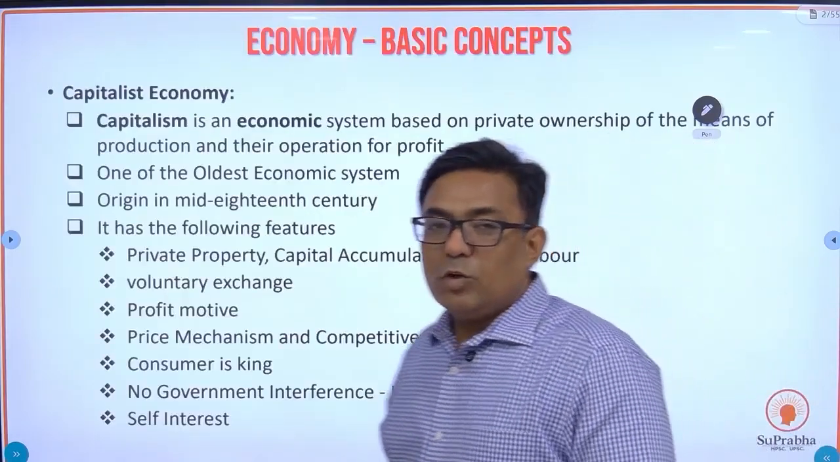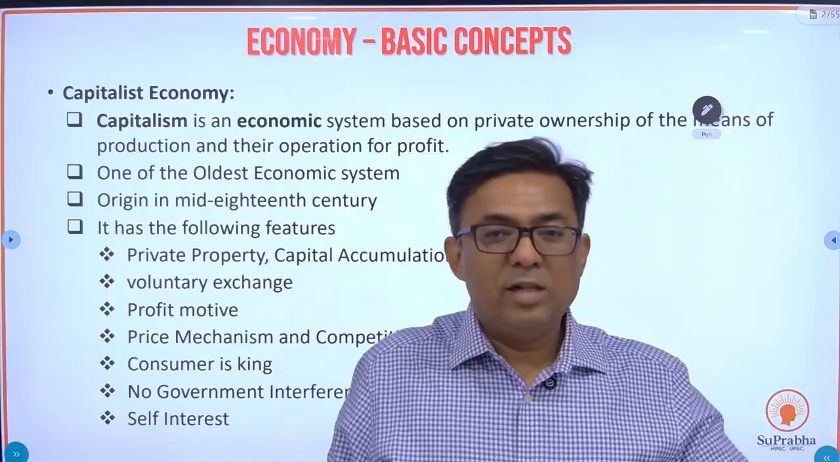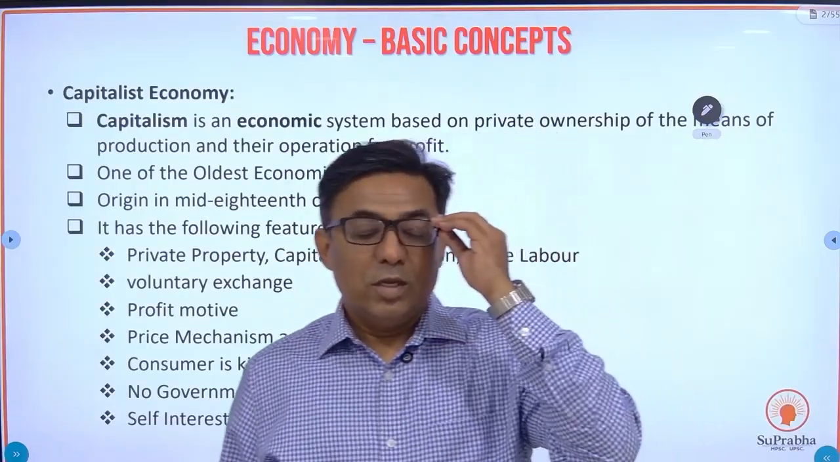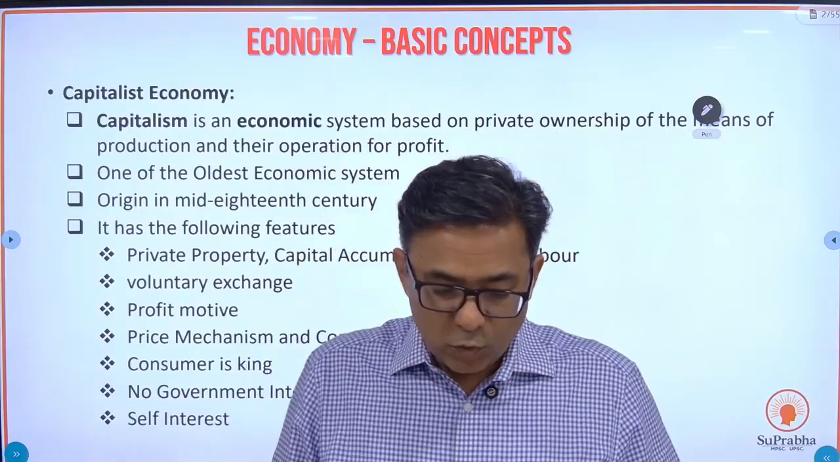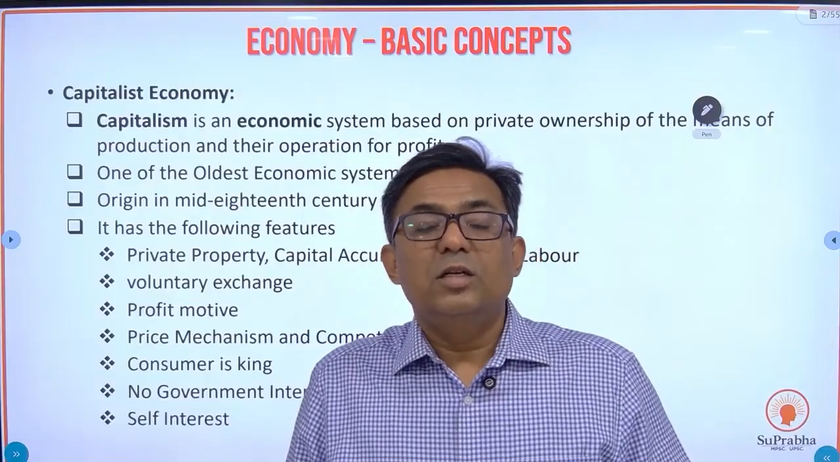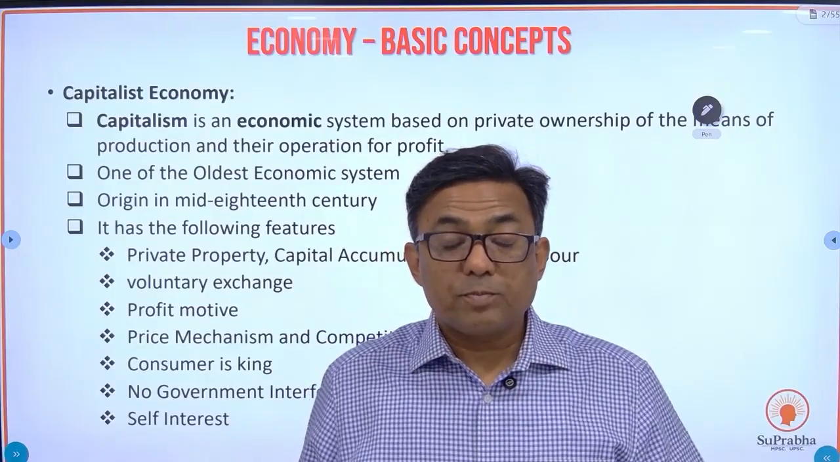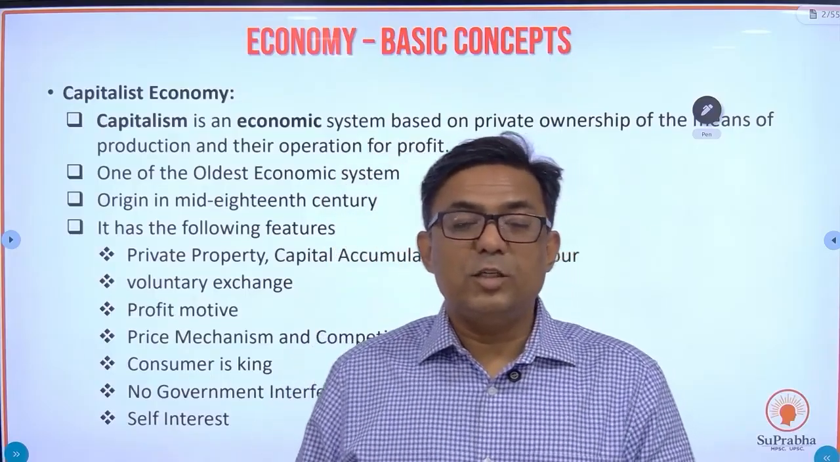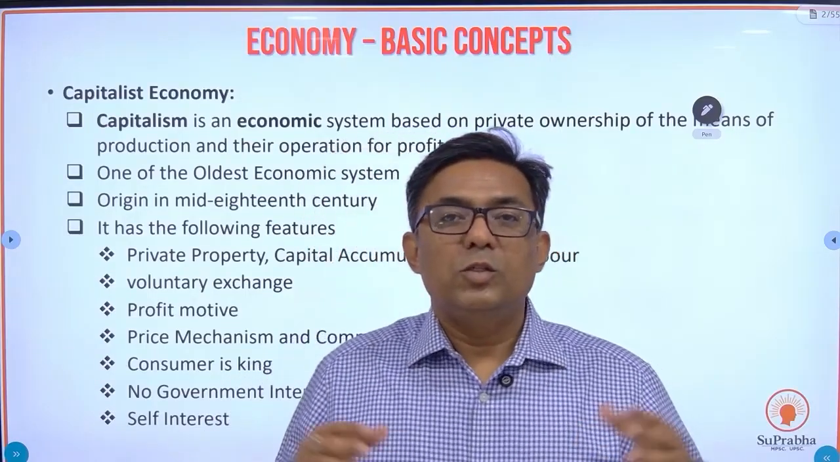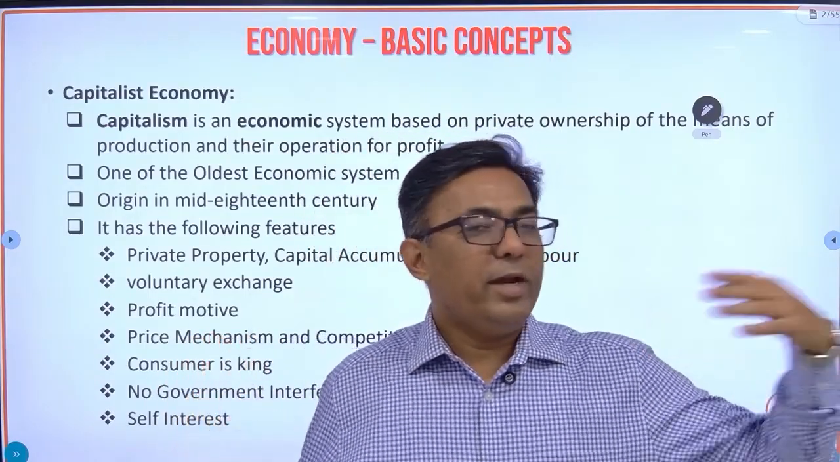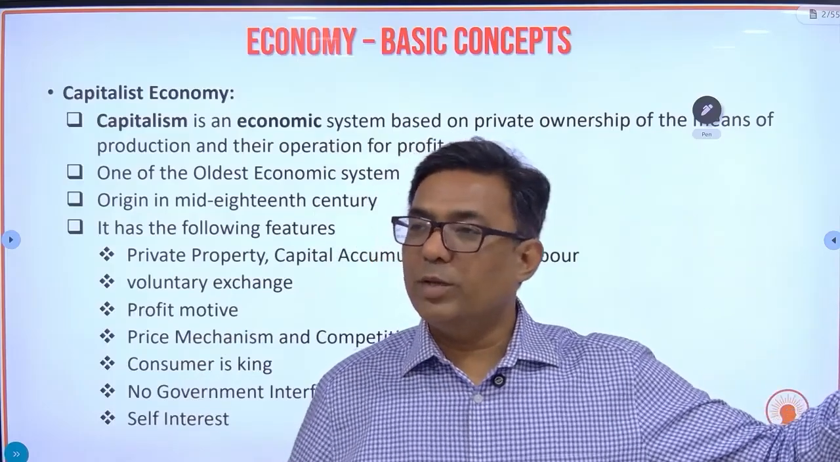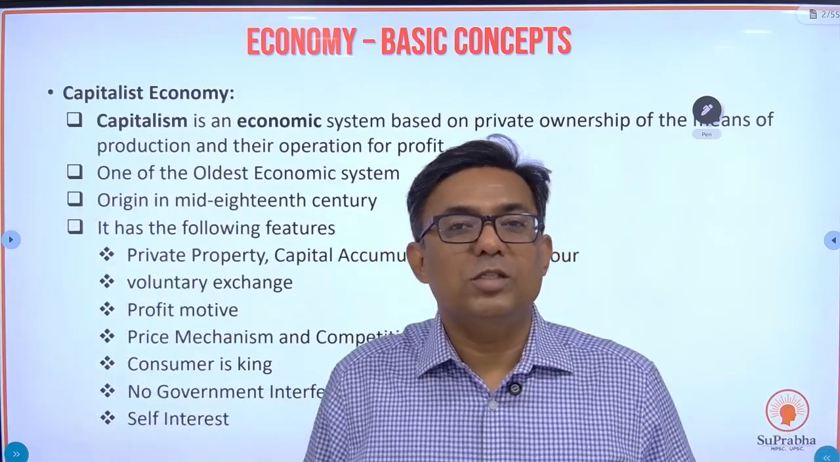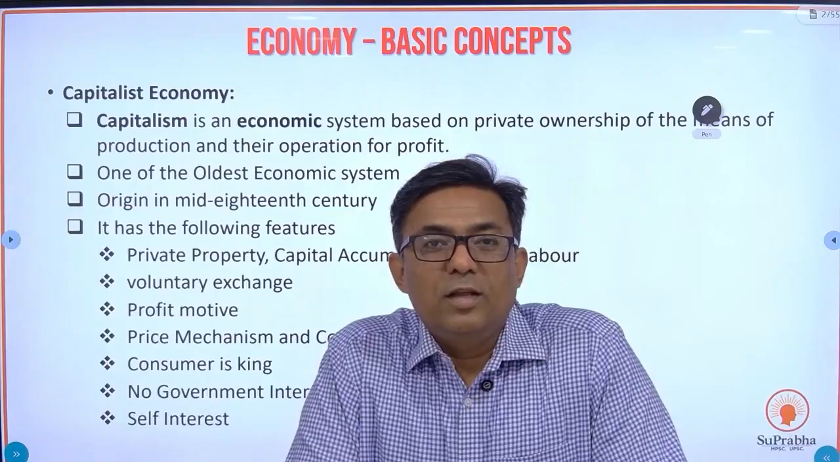The first basic concept is that there are two types of economies. One is a capitalist economy, the other is a socialist economy. What are these two types of economies? And India's position, we will see. At one end of the spectrum you have a capitalist economy, at the other end a socialist economy. What is the difference between the two?